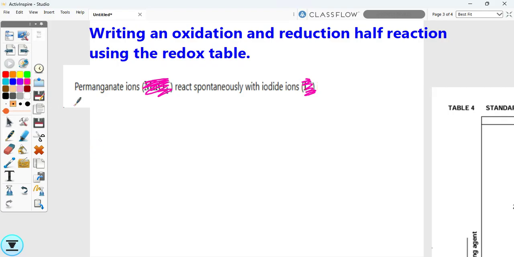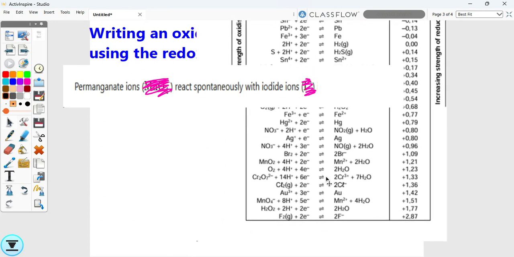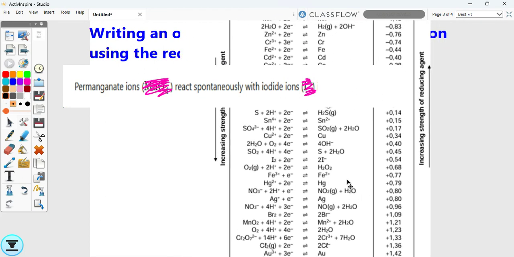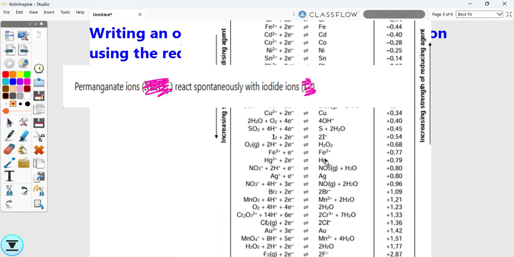Now, when you see this, you go and find them on the redox table. Let's see if we can find them. As I said, sometimes finding them is our biggest job. We need to find MnO4 and we need to find I minus. Go and highlight them on your table. There we've got an MnO4. I don't think there's another one, but do check. Sometimes there's more than one. So there's an MnO4 and there's an I minus.